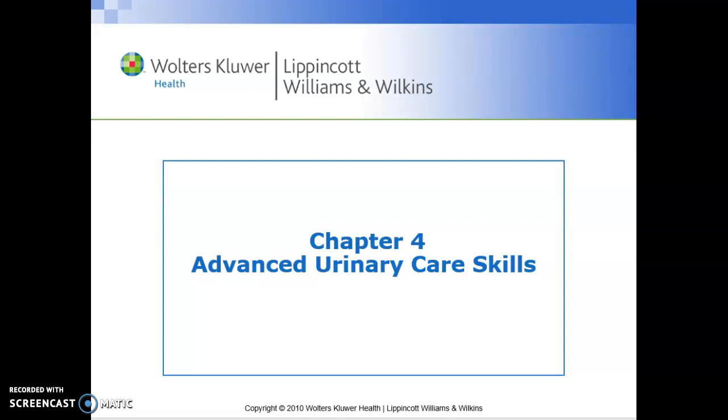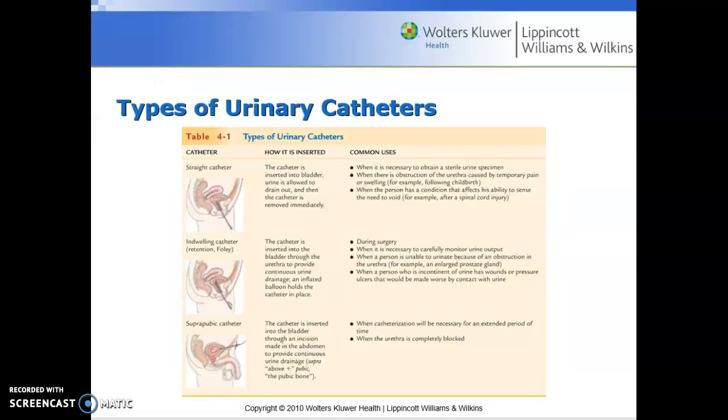Chapter 4, Video 1. In this chapter, we're going to talk about the advanced urinary care skills, and there are several things that you are going to need to be familiar with. One of these is the insertion of the urinary catheter. A cath is inserted into the bladder through the urethra, or it can be done through an incision made in the abdominal wall.